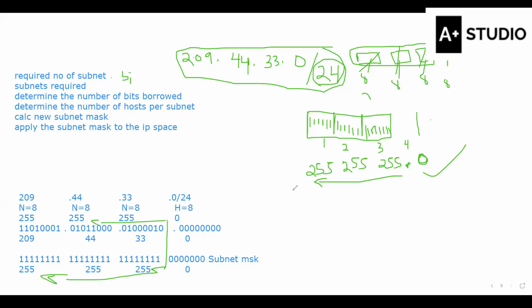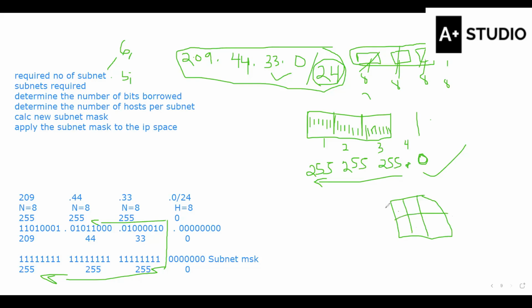So in the question, they gave us the required number of subnets. They said the required number of subnets in the question was 6. Meaning out of this particular IP address, we have 6 networks within. So let's say we have this network right here, you have 6 within.